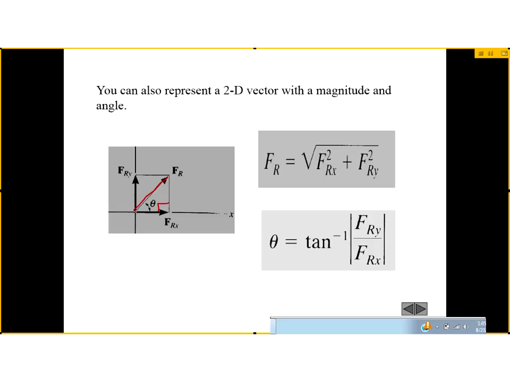And then there's the trig definition of the tangent: the tangent of theta is Fry over Frx. And so the angle is going to be the arctangent of the ratio of those, in degrees, right?